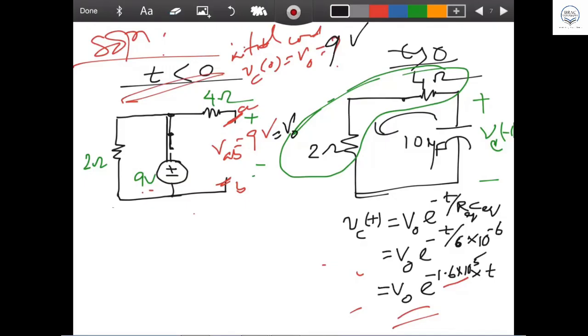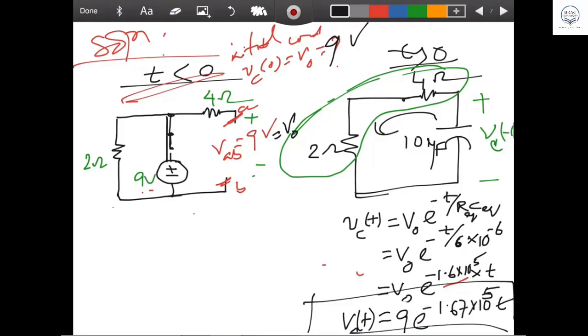And now you substitute this value of 9 volt over here. So the equation is 9 e to the power minus 1.67 into 10 to the power minus 5, 10 to the 5 t. So this is your equation for VC. I hope all of you understand it now. And if you want to plot it, can you tell me for t equal to 0, t less than 0, t more than 0?